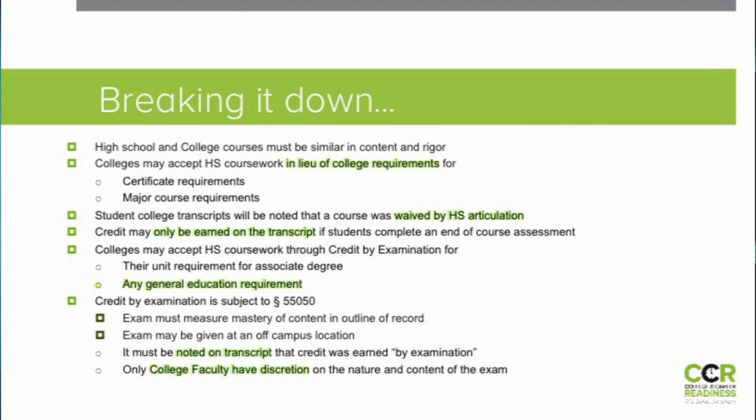So you can see here that Title V says that high school and college coursework must be similar in content and rigor. And that is why that relationship is so important, because it really becomes incumbent upon the high school teacher and the college faculty member to get together and look at the course content and determine whether that comparability and similarity is there. Colleges can accept a high school course in lieu of college requirements. Now that's the language in Title V. And they can do that to meet certificate requirements and major course requirements.